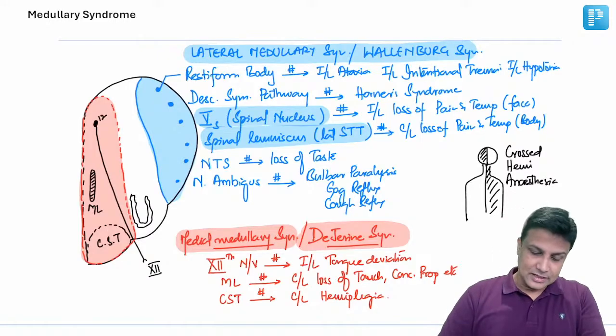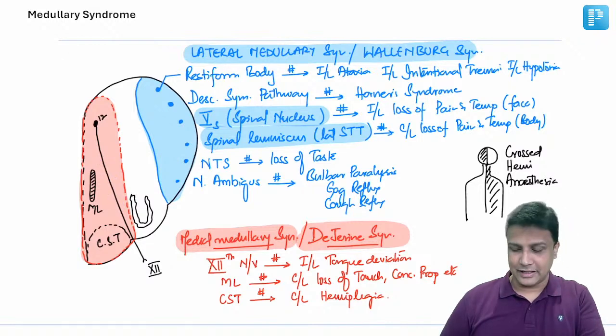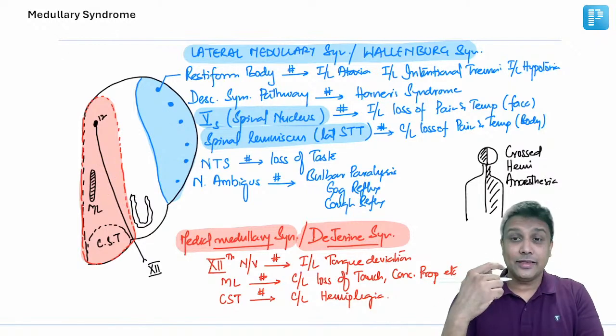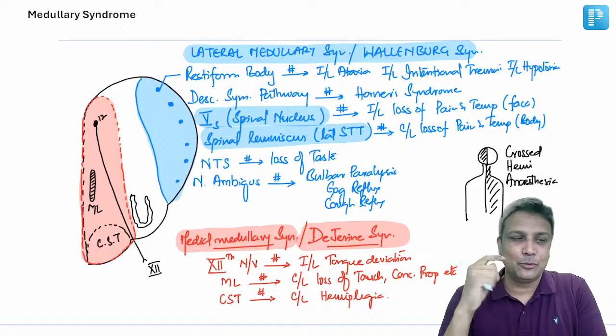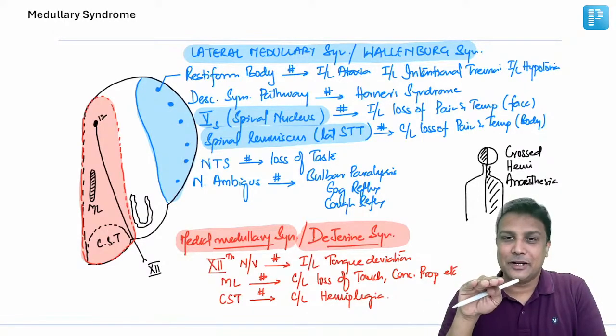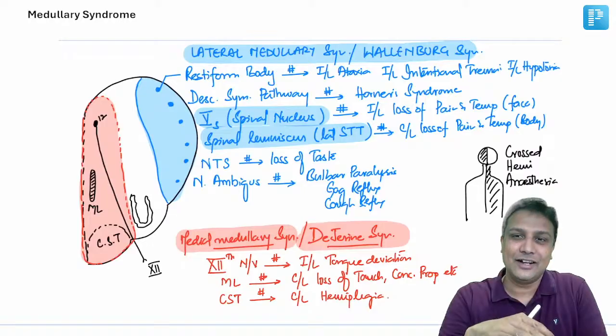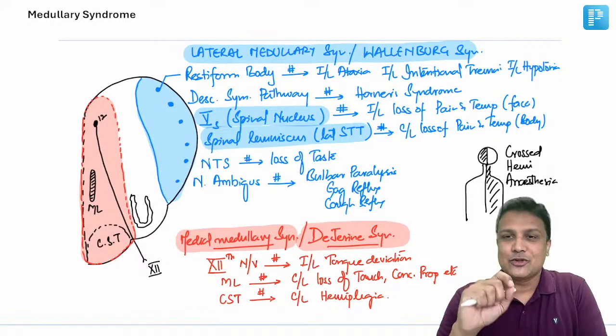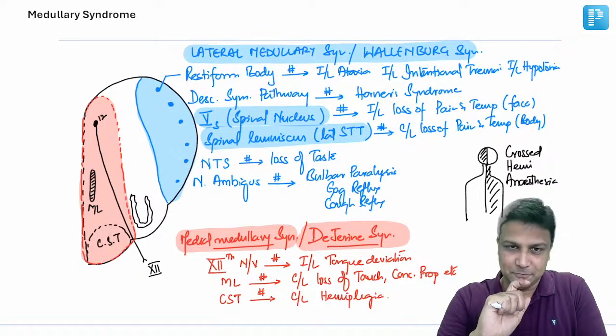Now, first let us deal with the medial medullary syndrome. Of course, the 12th nerve will be involved. I told you whenever it is a nerve, it has to be ipsilateral. And the 12th nerve, hypoglossal nerve, is the one supplying all the muscles of the tongue. That is the reason why when you ask the patient to protrude the tongue, it will be deviated onto the same side. So there will be ipsilateral tongue deviation.